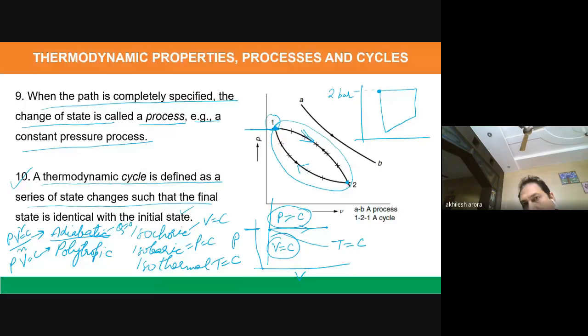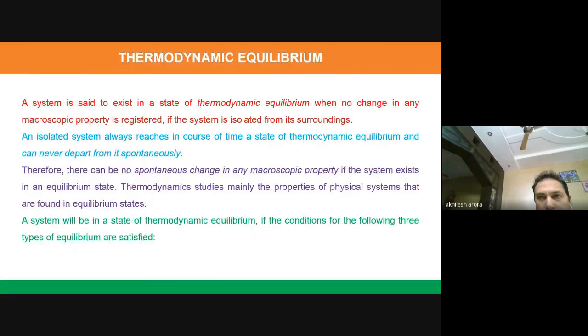Next topic is thermodynamic equilibrium, and this is very, very important. In thermodynamics, equilibrium plays a very major role. So let us try to understand what equilibrium is.